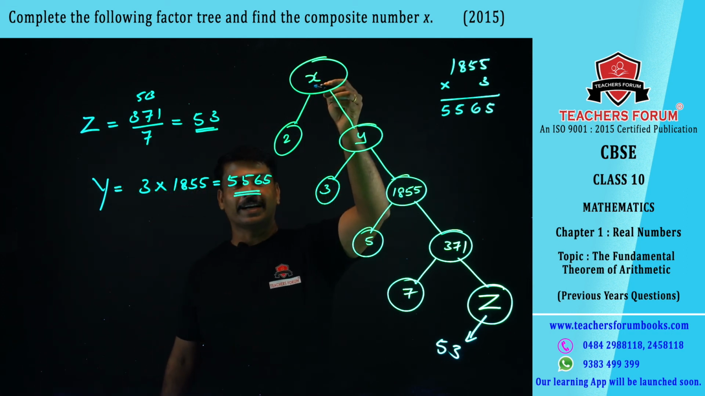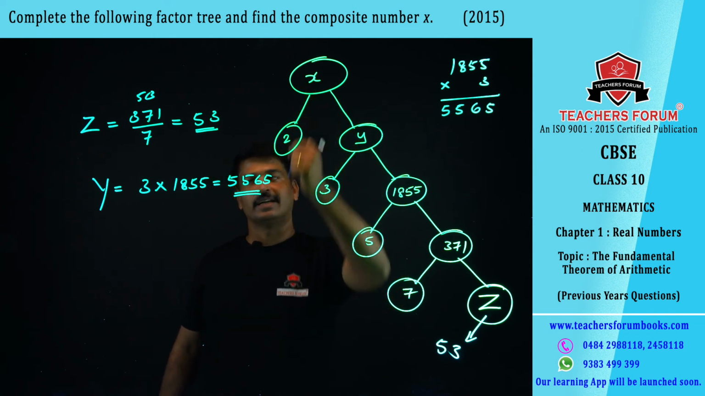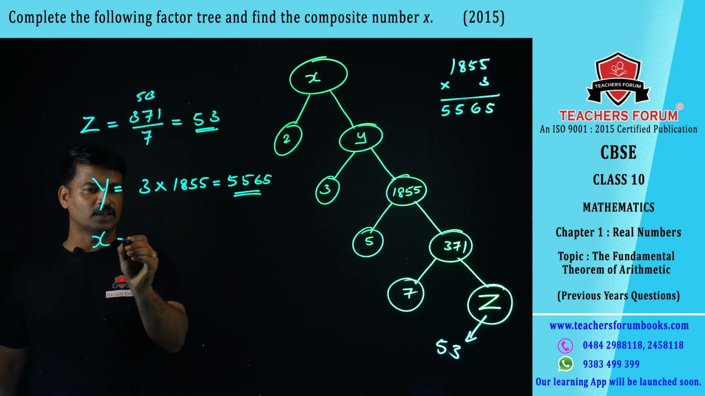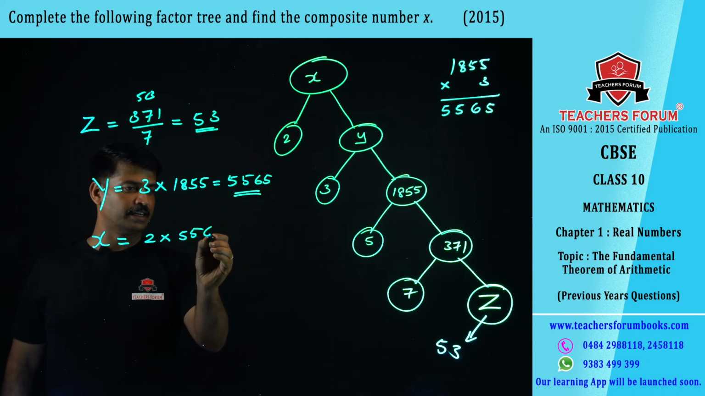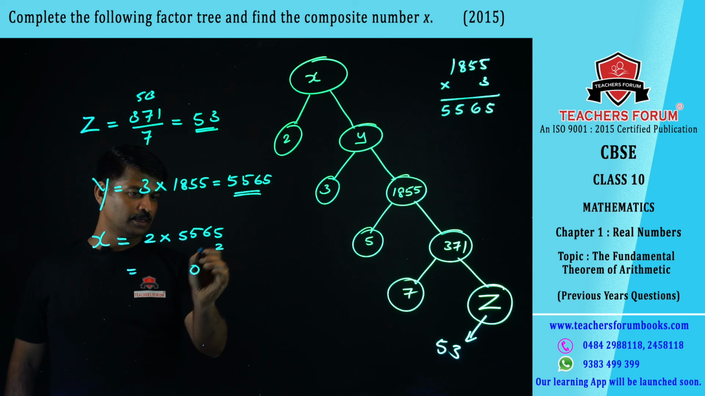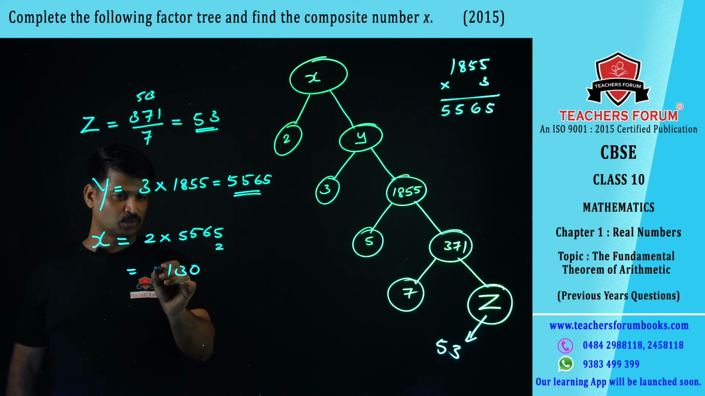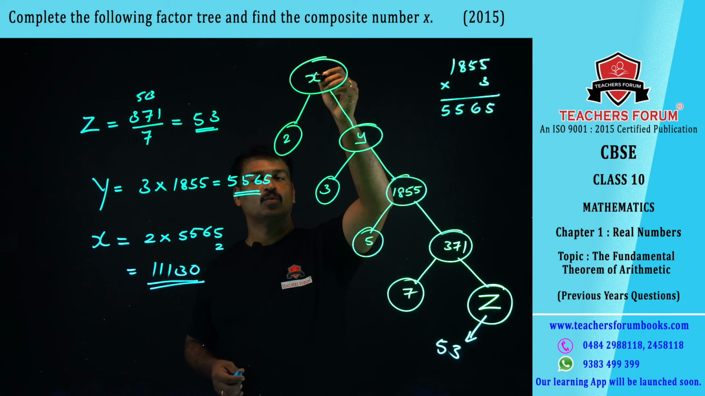Now the value of x will be 2 into y. You know what is y? Then the value of x will be equal to 2 into 5565. When you multiply by 2, what will you be getting? 5 2s are 10, 6 2s are 12 plus 1 is 13, 10 plus 1 is 11, 10 plus 1 is 11. So the answer will be 11,130, the value of x.